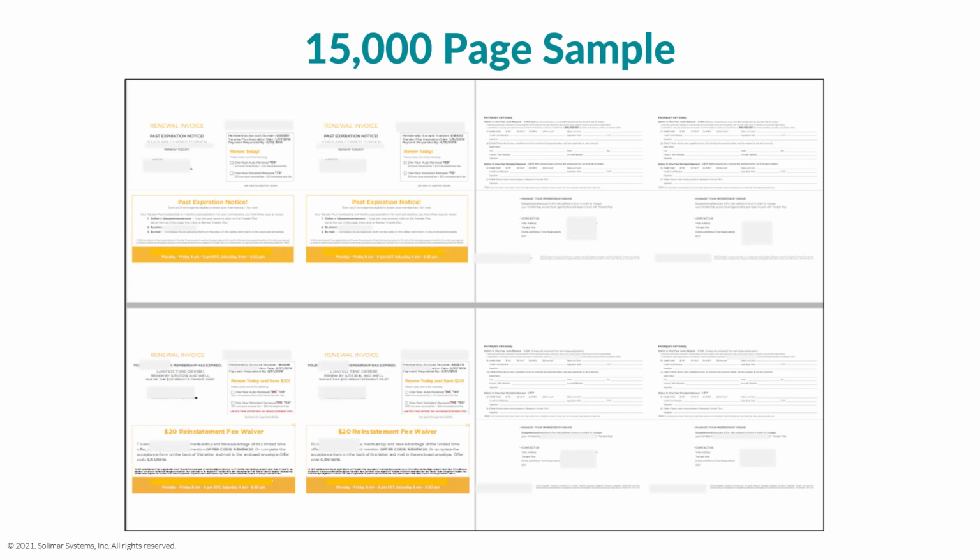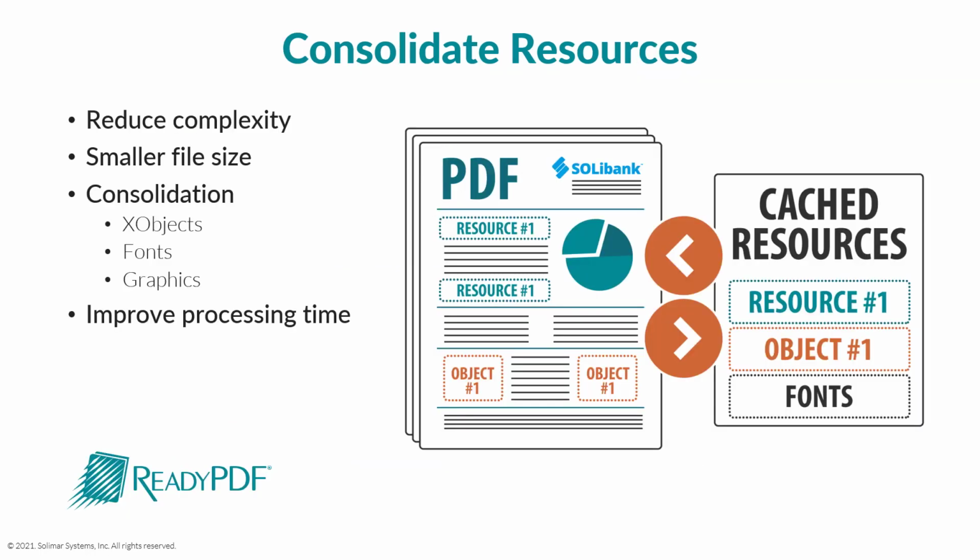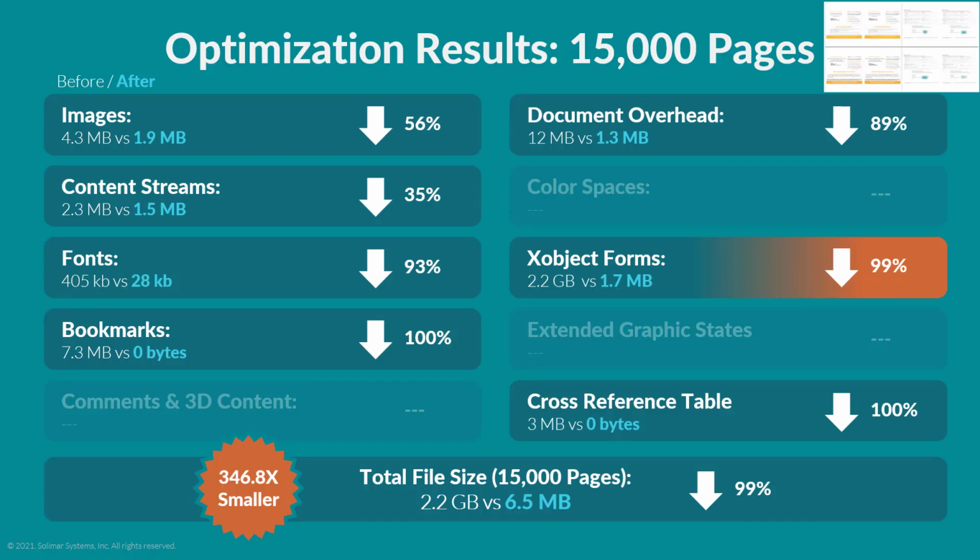the printer. The composition system duplicated the static resources on each page, which makes for a very inefficient PDF file for printing. By consolidating duplicate resources, the file size can be dramatically reduced and rip times improved. Optimizing PDF files doesn't always necessarily result in a smaller file size, but when resources can be consolidated, there can be a big difference. By consolidating and caching the X objects for this file, ReadyPDF reduced the overhead from 2.2 gigabytes down to only 1.7 megabytes.